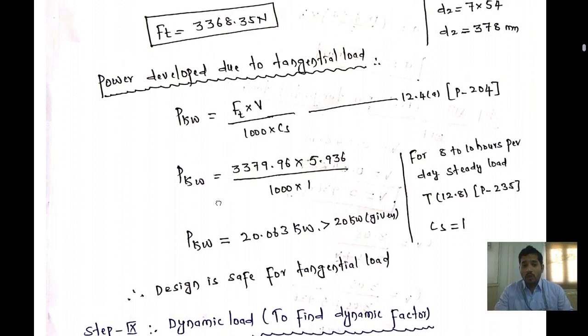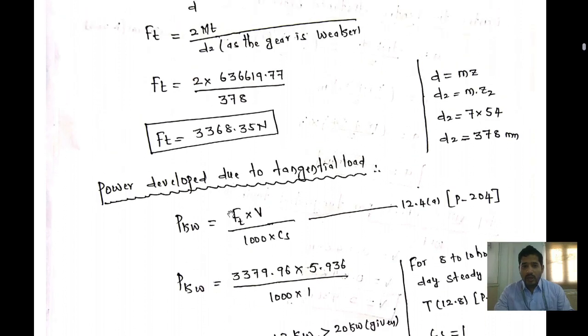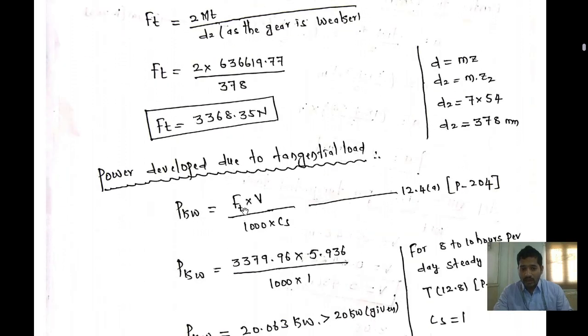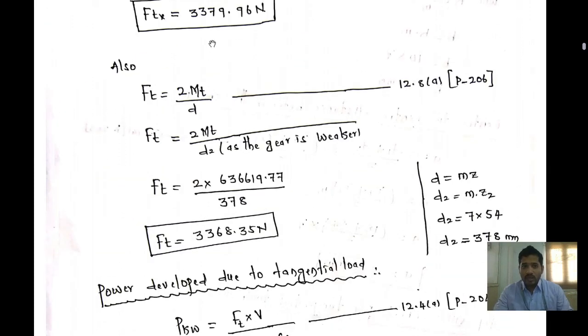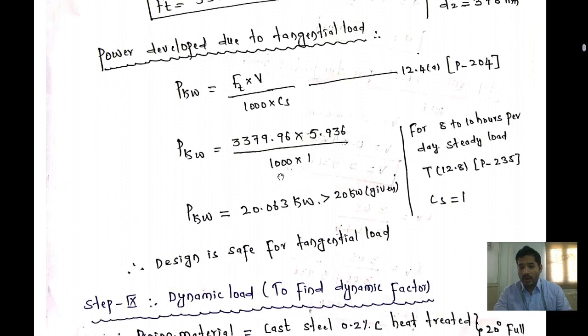So the tangential force we got here is 3368.35. Then, as in the last problem, you present Ftx here, which is 3379.96, into V, 5.936, by 1000 into Cs, which is 1. If you divide the whole value, then you will get the answer: the power developed due to the tangential load is 20.063 kilowatt.